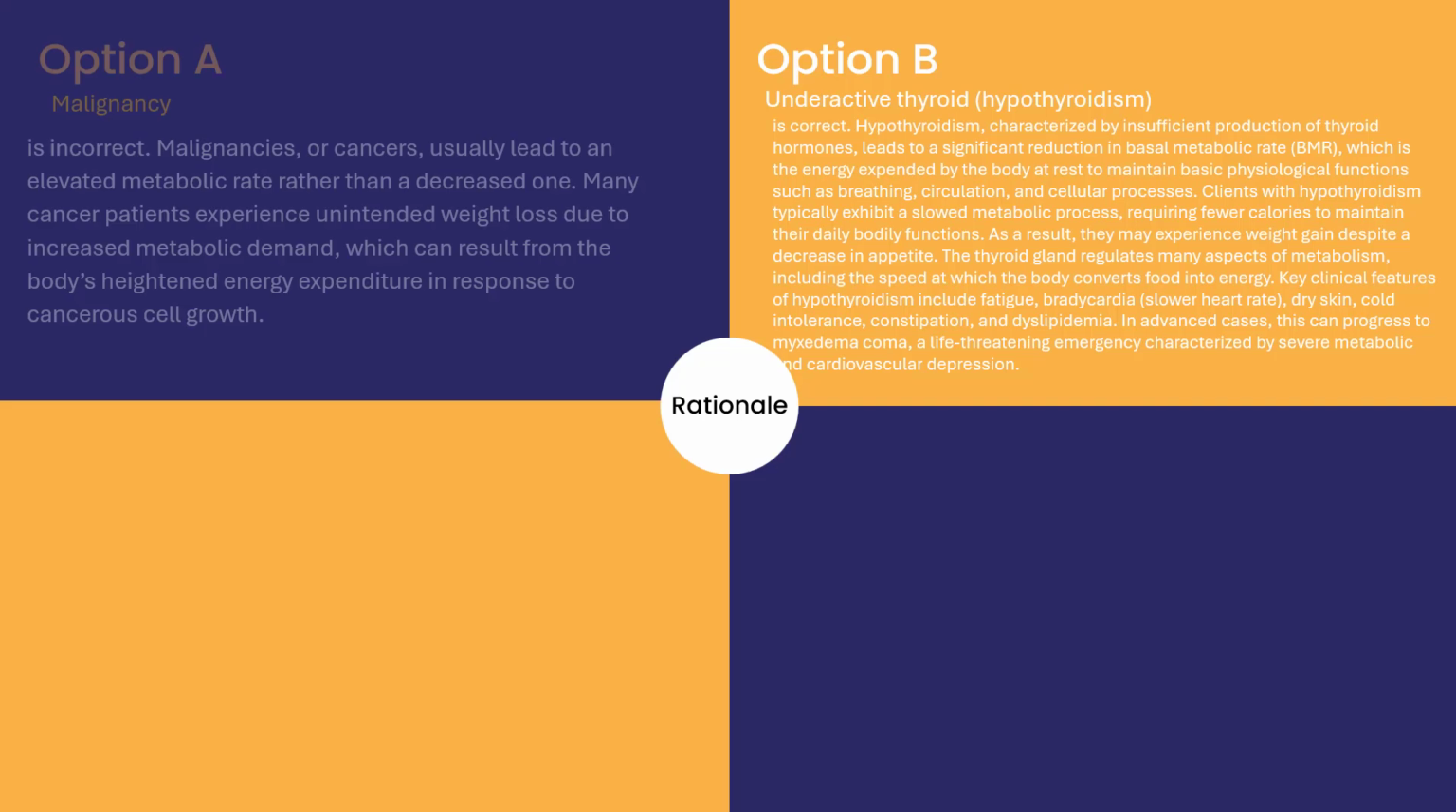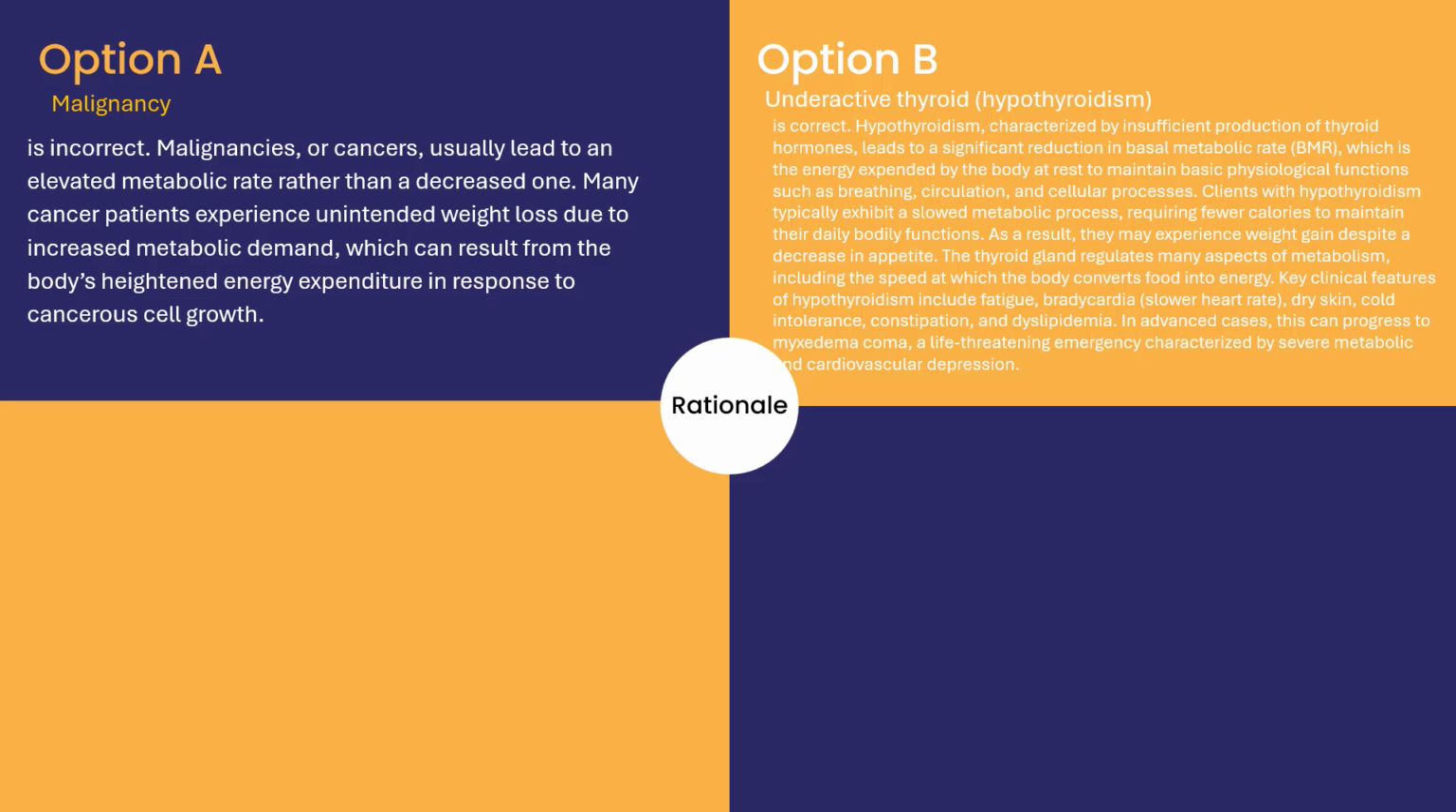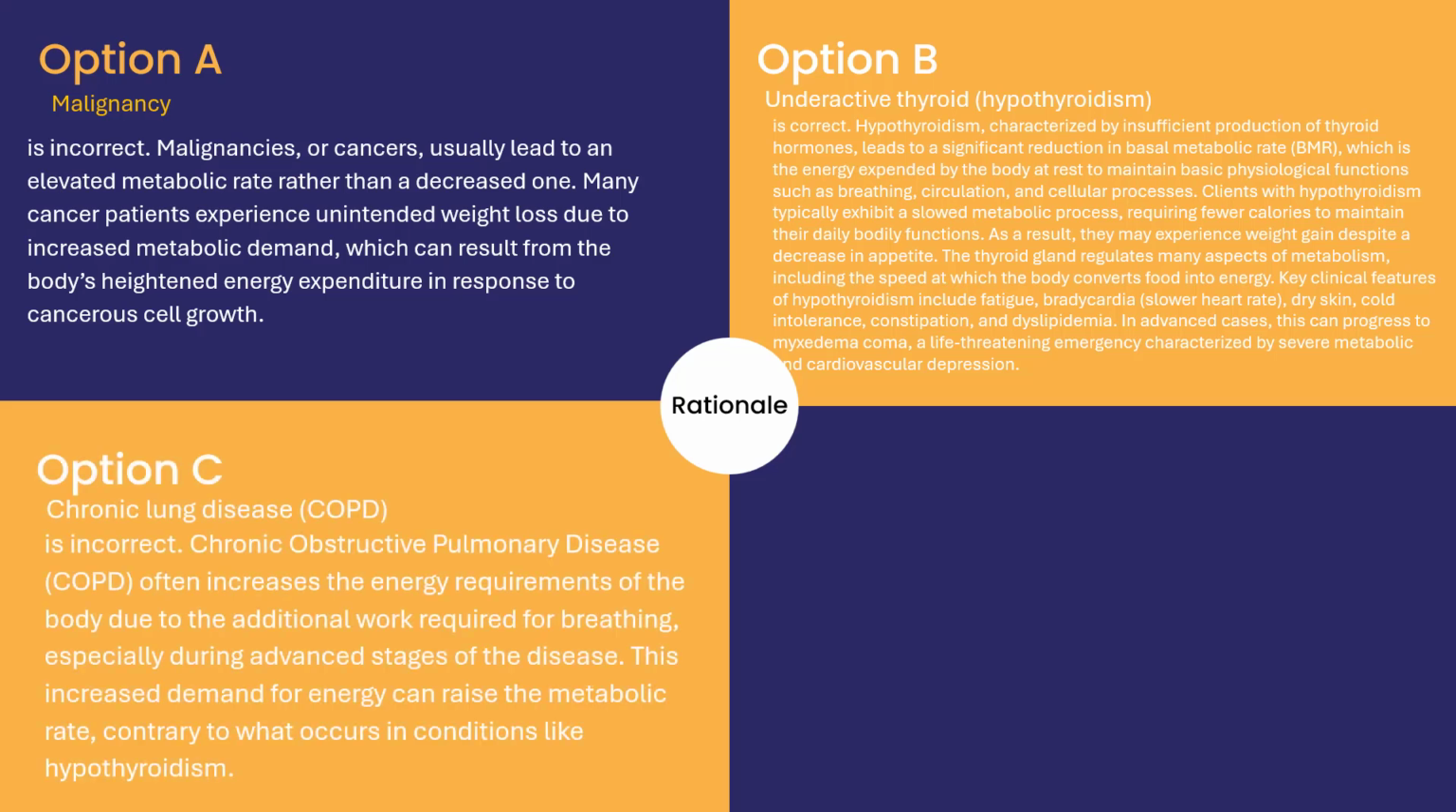Malignancies or cancers usually lead to an elevated metabolic rate rather than a decreased one. Many cancer patients experience unintended weight loss due to increased metabolic demand, which can result from the body's heightened energy expenditure in response to cancerous cell growth. C is incorrect. Chronic obstructive pulmonary disease.